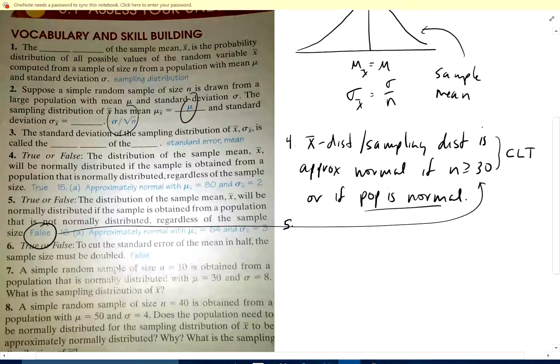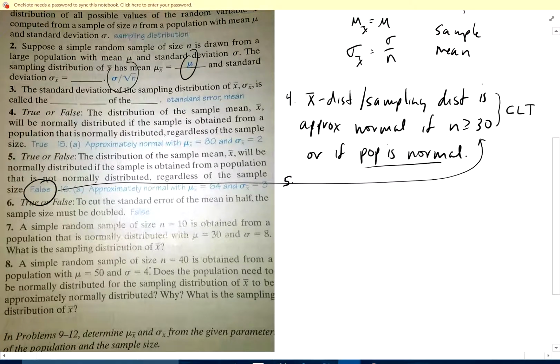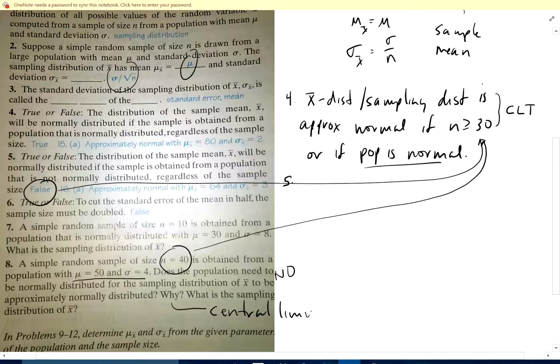And number 8. A simple random sample of size 40 is obtained from a population with mu equal to 50 and sigma equal to 4. Does the population need to be normal for the sampling distribution to be normal? And the answer is no, because n is equal to 40, which is bigger than 30. And the why, it's because of the central limit theorem, a huge result in statistic land.